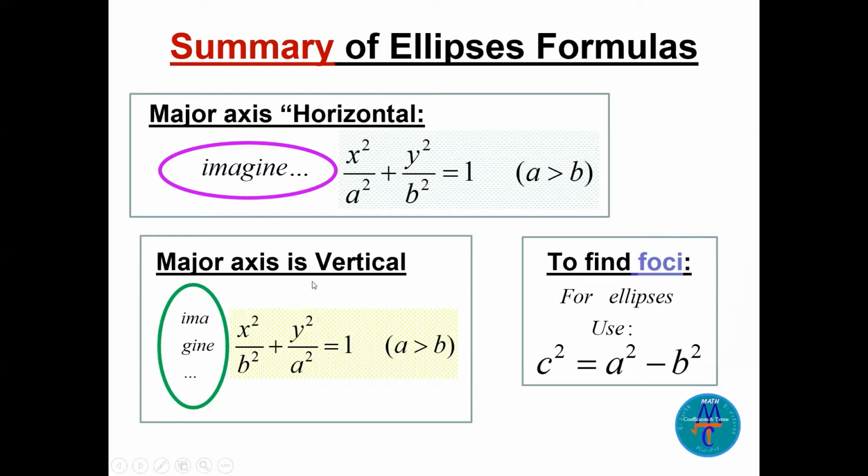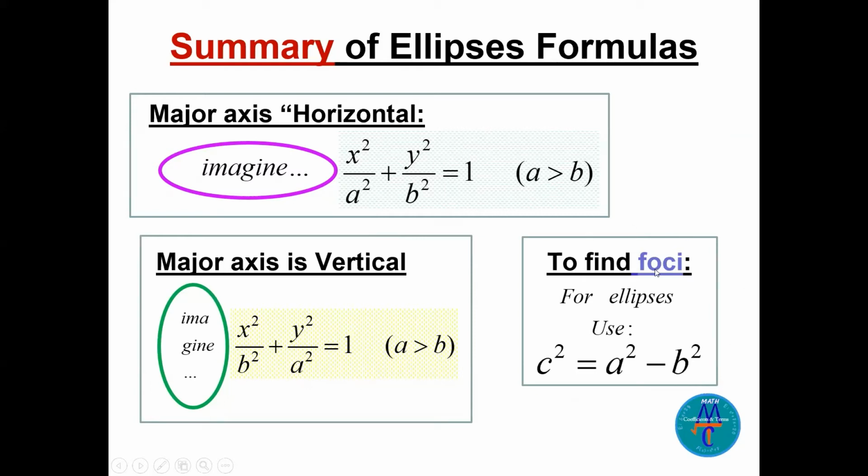If you have the major axis vertical like this, the ellipse, you can imagine that. It will be x squared over b squared plus y squared over a squared is equal to 1. A greater than b always. So if the bigger number is under the x, it's horizontal. If the bigger number is under the y, it's vertical.